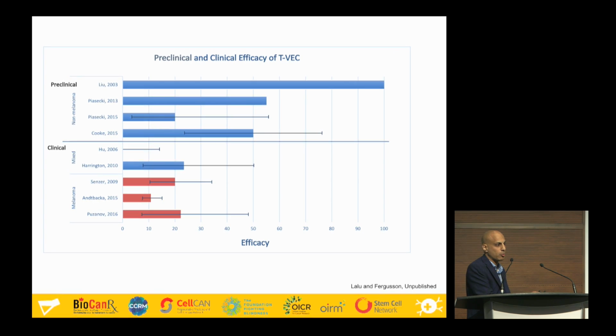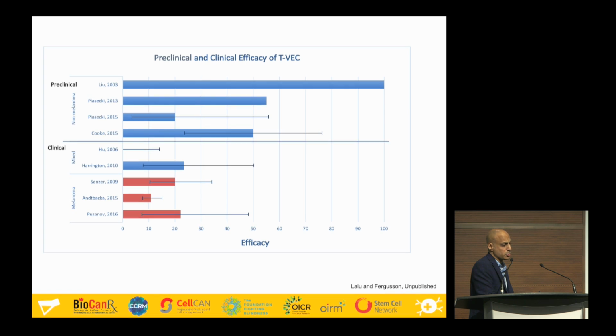So going back, this is my last slide, to my first slide on TVEC, and thinking about what were some of the differences that actually occurred. Why do we have this 100% efficacy in the very first study that was published versus 10% in the large-scale, rigorously designed clinical trial? When you go back to those preclinical studies, I think there are a number of issues which may have predicted this drop in efficacy.